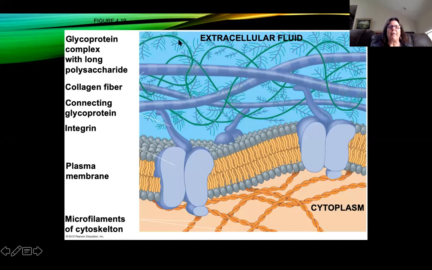So again, we have all these glycoproteins. These are all sugars that are kind of hanging off of the proteins. We have these long, stronger collagen fibers that help hold those tissues together. Some connecting glycoproteins are the integrins that go through, so they're going all the way through the membrane. And then we have those microfilaments here that are going to anchor those integrins. So we have anchoring support on both the outside and inside of the cell membrane. So there is a ton of structural support associated with cells.